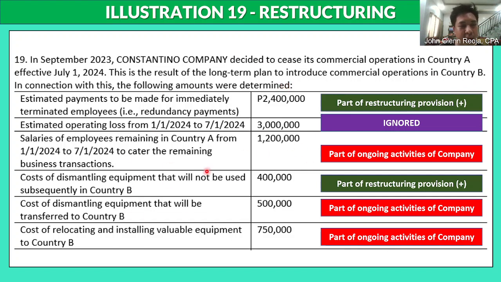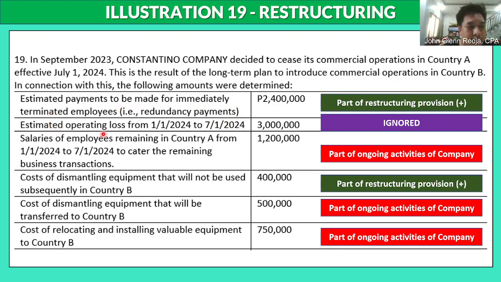So, actually, may babayaran si Constantino sa mga employees, di ba? So, ito. Or may mga committed pa na, for example, yung mga renta, di ba? Since na-terminate, magbabayad pa rin sila ng obligation. So, estimated payments to be made for immediately terminated employees, so, that is 2.4. Is it part of the provision? The answer is yes. So, we need to add. Kasi ito yung mga obligation natin for the immediately terminated employees.